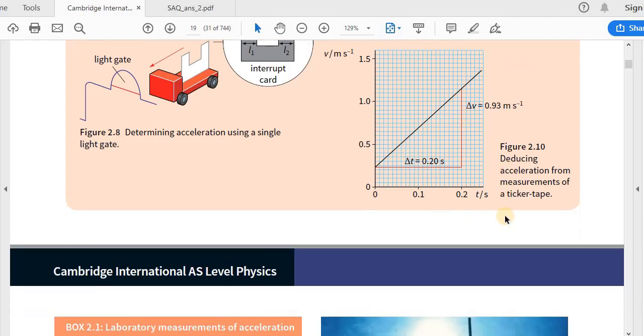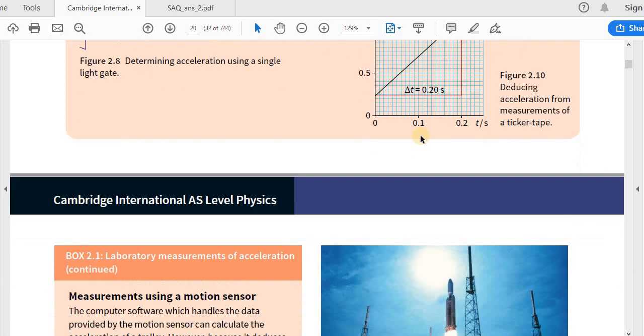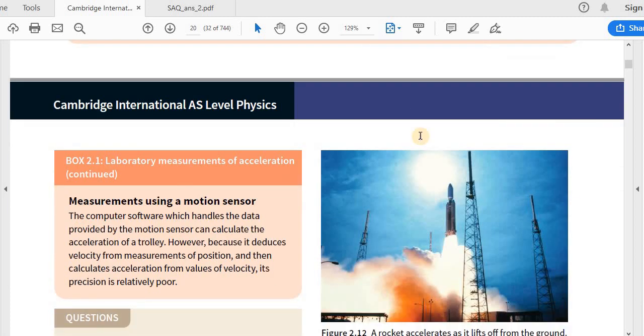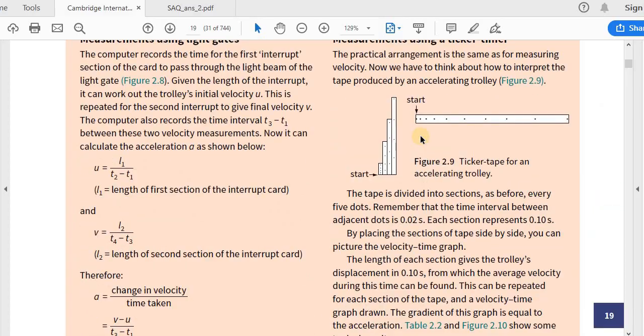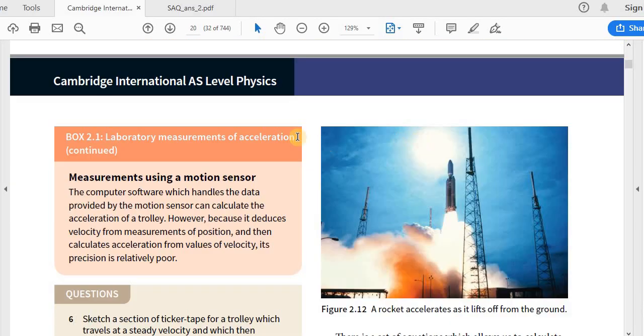Then what you do is find the gradient of this, that will give you the acceleration. You can see that it's a straight line, that means the acceleration is constant. This is how you do it using ticker tape. And the last method is using the motion sensor.